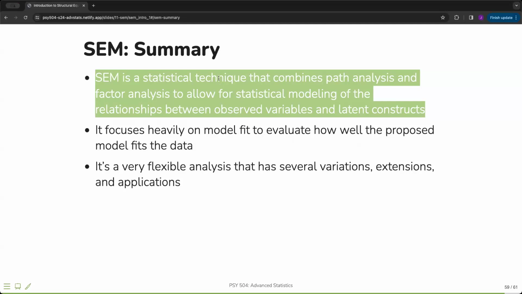But in a nutshell, structural equation modeling is this umbrella term that constitutes things like path analysis and factor analysis, which we'll talk more about next week. This allows us to model observed variables as well as things that don't exist, latent constructs. It focuses heavily on model fit to evaluate how well the proposed model fits the data, and this essentially lies at the heart of structural equation modeling. We want to compare different models to one another and see which one best fits the data and our theory. And then it's also very flexible. There are several variations, extensions, and applications of structural equation modeling.